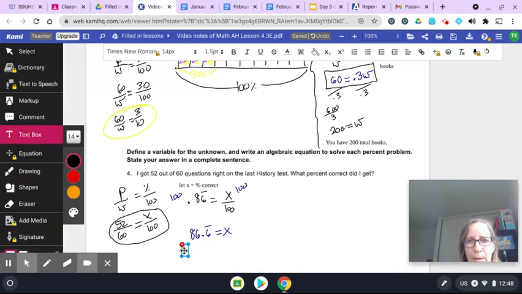What percent did I get on my test? You earned an 86 2/3. You can write a repeating decimal, fraction, whatever, percent on your test. It is a B, buddy.